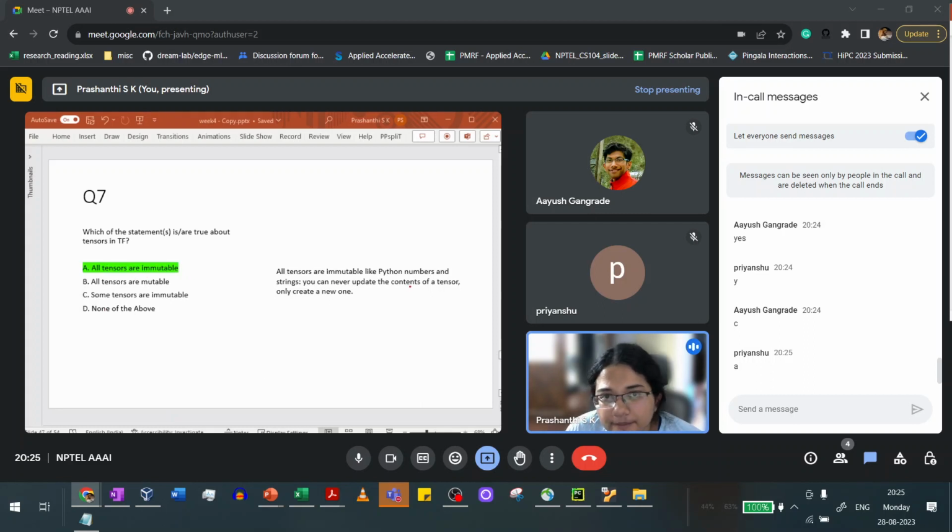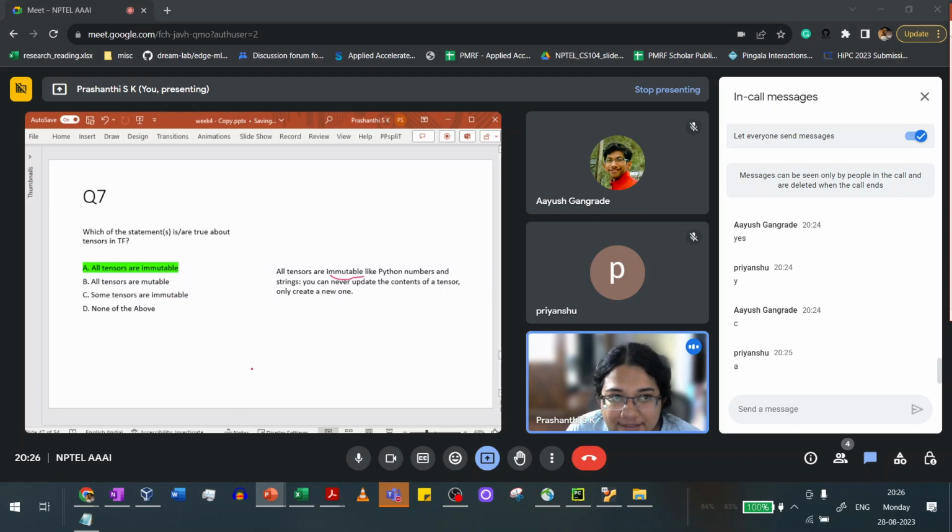If you have worked with Python, you would have seen that in Python, all numbers and strings are immutable. What does immutable mean? You can never update the contents. You can only create a new one. You can have a copy, but you can never really update the contents. So a tensor is the same thing. It is also immutable. You can never update it. You can only create a new one.